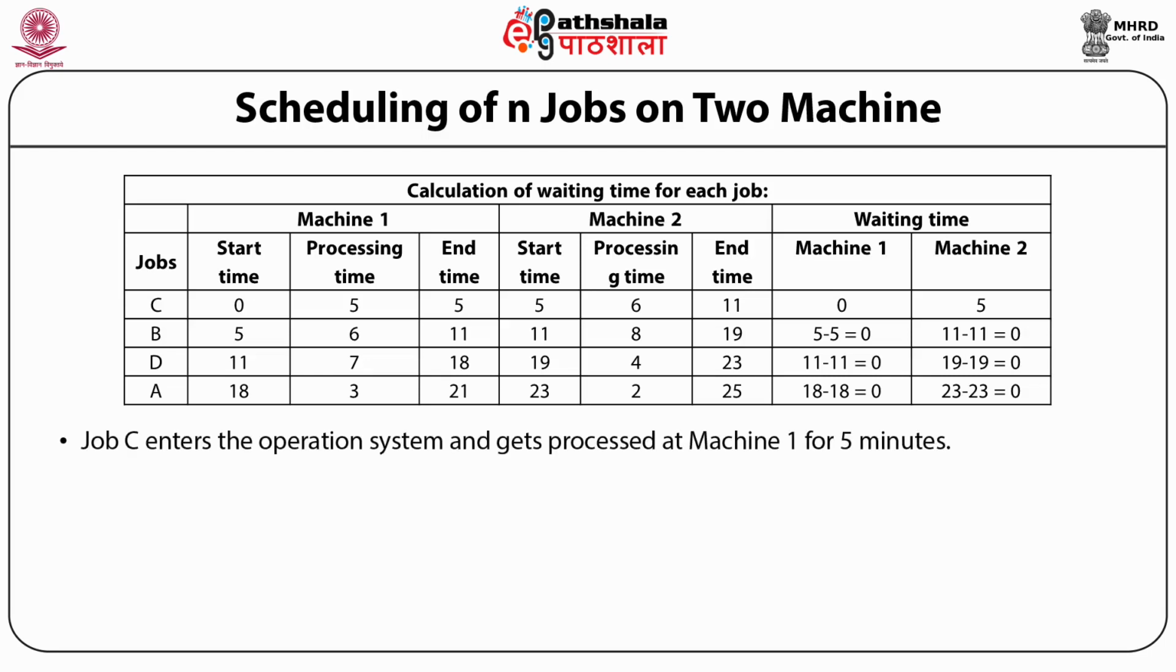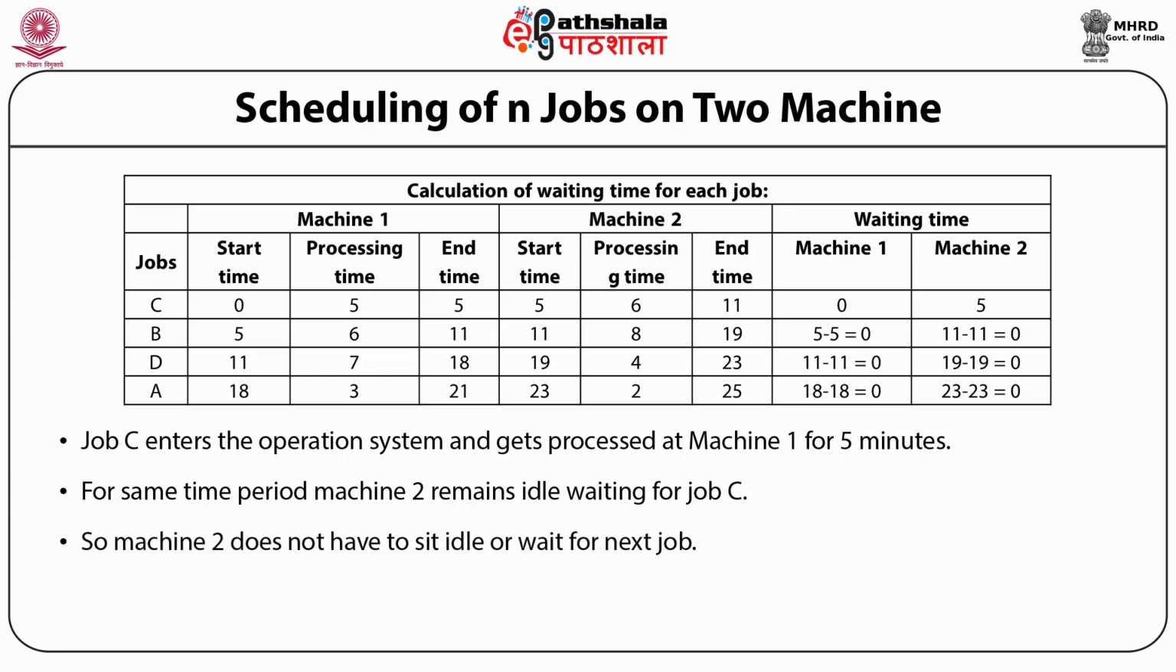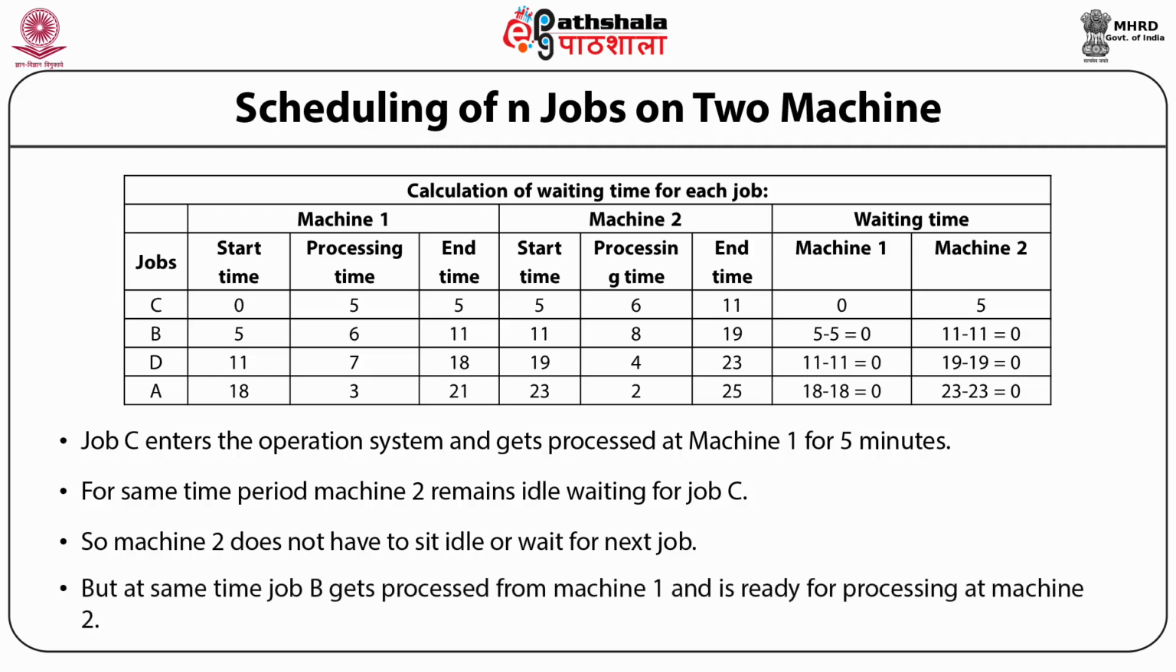Job C enters the operation system and gets processed at machine 1 for 5 minutes. For the same time period, machine 2 remains idle waiting for job C. When job C gets finished after 5 minutes, the next job, job B, enters the system. So machine 2 does not have to sit idle or wait for the next job. Machine 2 gets free after processing job C after 11 minutes. But at the same time, job B gets processed from machine 1 and is ready for processing at machine 2.